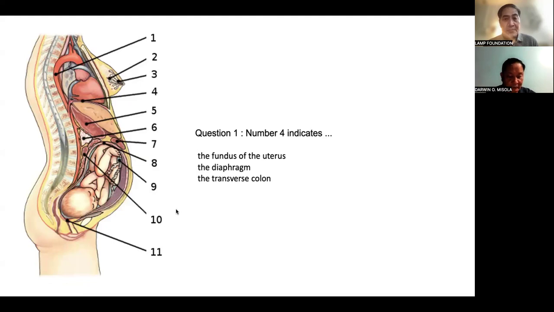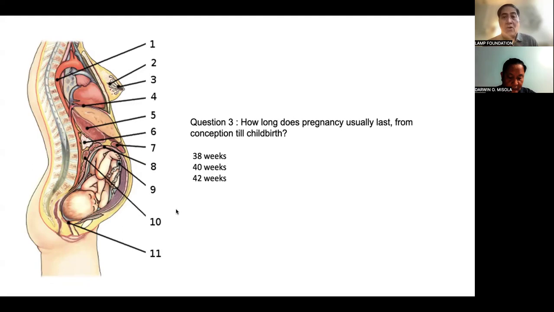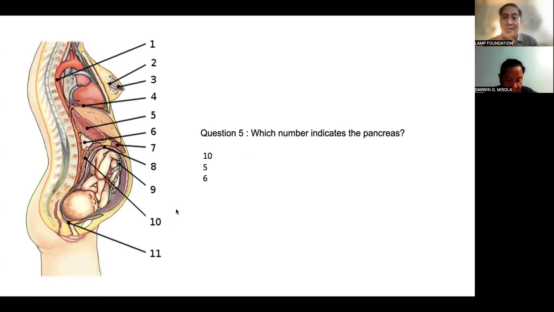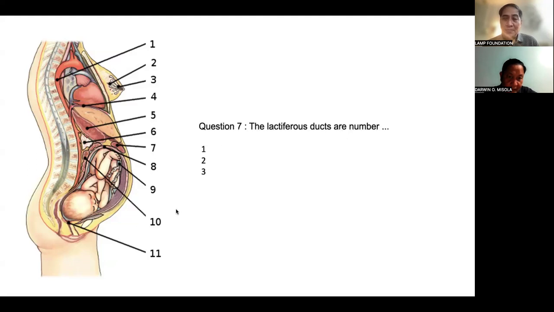Number 4 indicates diaphragm. The mammary glands are indicated by number 2. How long does pregnancy usually last from conception till childbirth? 38 weeks. What is indicated by number 7? Transverse colon. Which number indicates the pancreas? Number 6. Number 8 is pointing to fundus of the uterus. The lactiferous ducts are number 3.